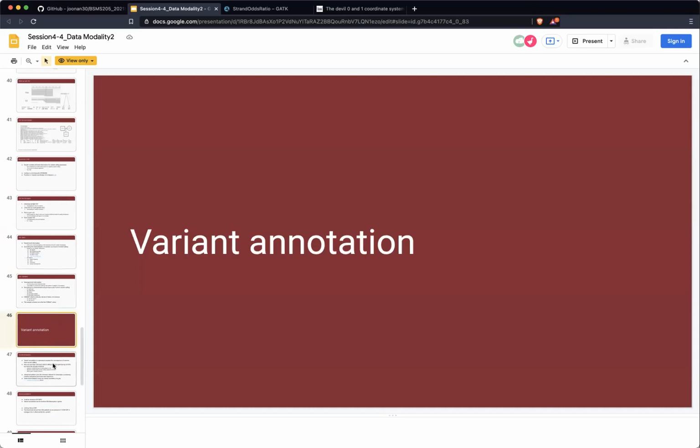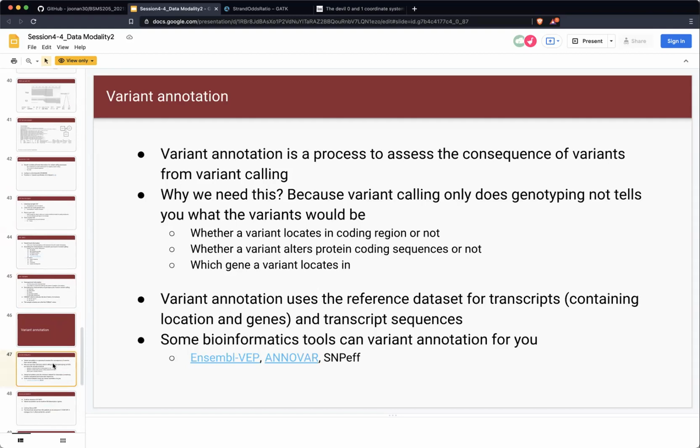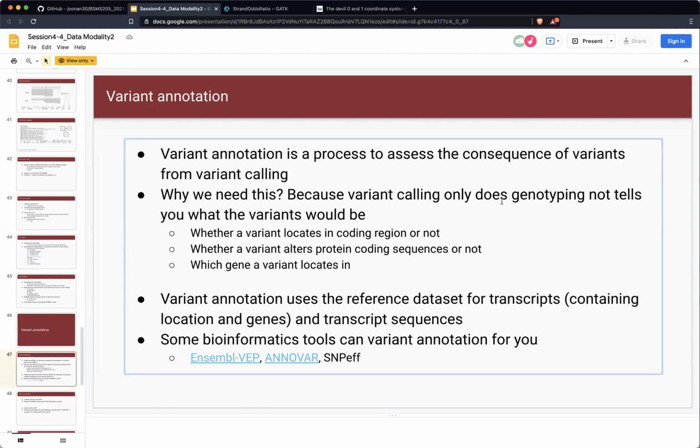Okay, so let's look at how we do variant annotation. Variant annotation is the process to assess the consequence of the variants from your variant calling. Why do we need this? Because variant calling only does genotyping, and it does not tell you what the variant would do. For example, whether the variant is located in a coding region, whether it alters the protein coding sequence or not, or which gene the variant is located in.